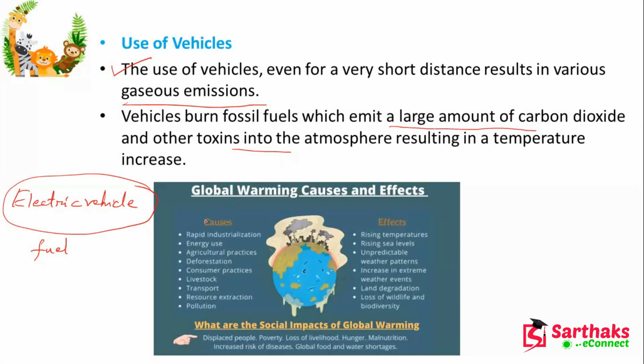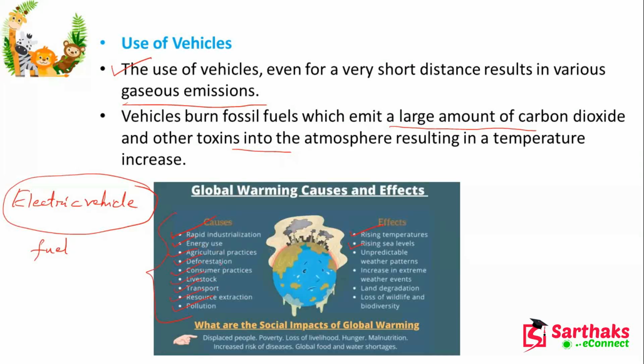Here you can see the global warming causes and effects: rapid industrialization, and the effect is rising temperature. Energy use: we are using electricity, and in individual cases we are using fuels. Then rising sea levels and unpredictable agricultural practices, deforestation, consumer practices, livestock, transport, resource extraction, pollution. All these things we are doing. So these are the main causes.